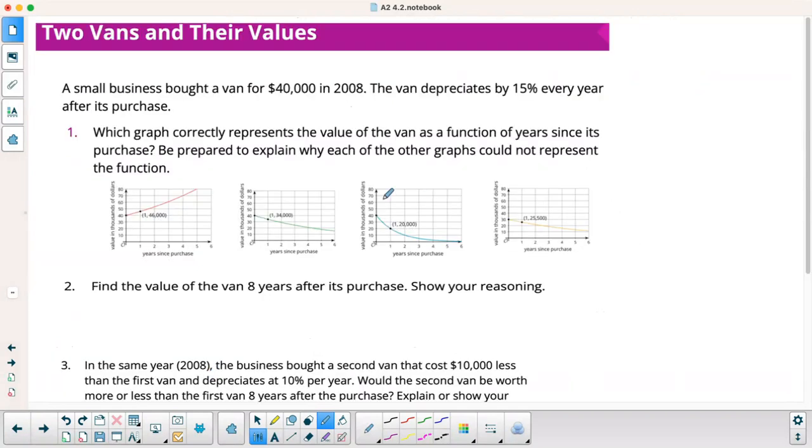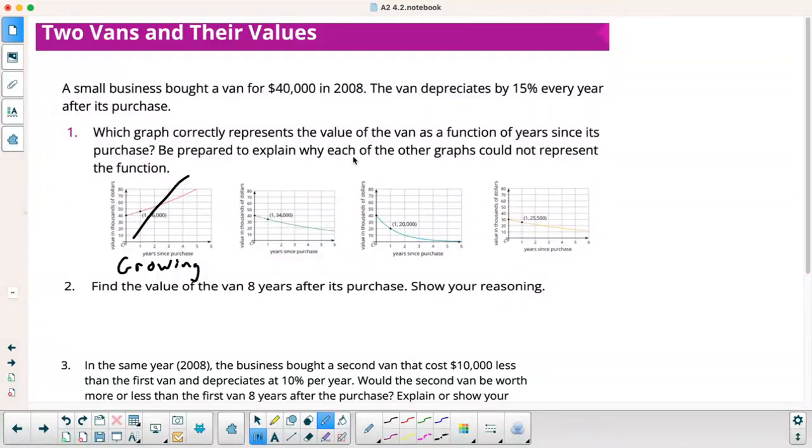All right, a small business bought a van for $40,000 in 2008. The van depreciates by 15% every year after its purchase. Which graph correctly represents the value of the van as a function of years since its purchase? Be prepared to explain why each of the other graphs could not represent the function. So obviously this is out because it's the growth. It's growing. It's getting bigger.